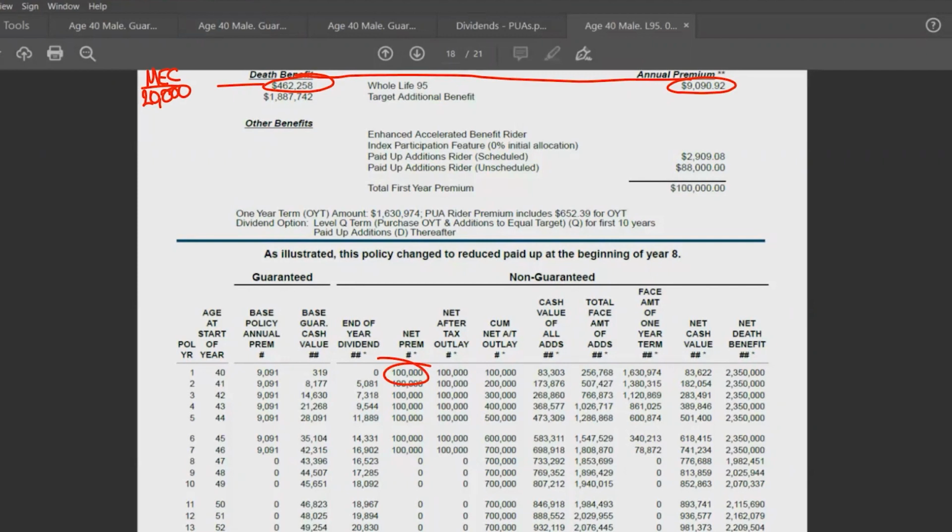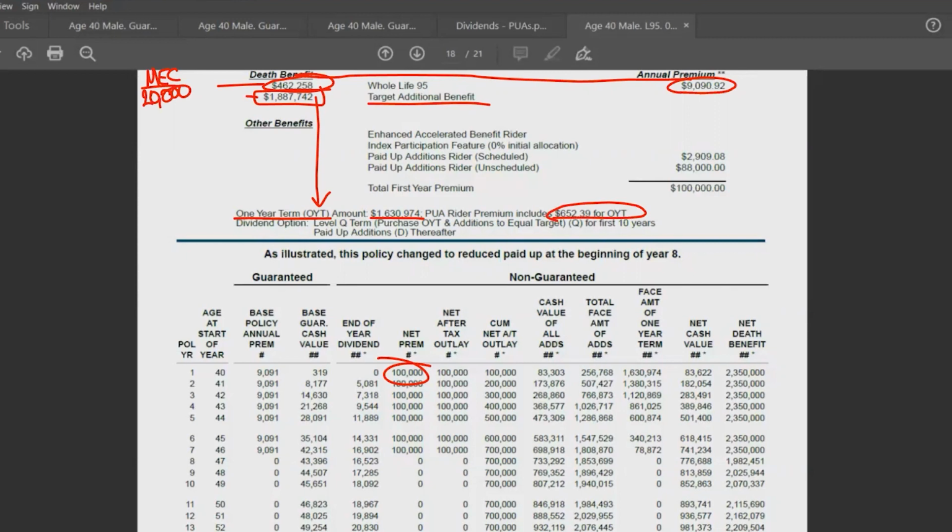So to do that, here we go. Target additional benefit, 1.8, almost 1.9 million. What this is, this 1-year term. And look at this amount, 1.630, whereas up here it's almost 1.9. Why the difference? I'll show you in a second. Here's the actual cost of the term in the first year.